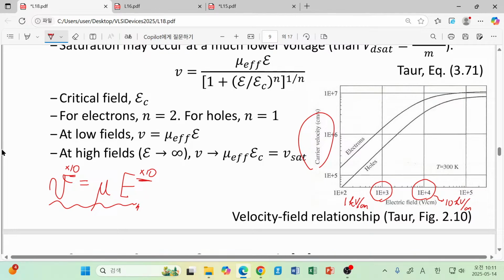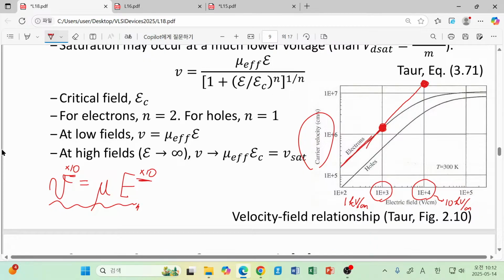Then how does it look? Please have a look at this actual graph. This is the one corresponding to 1 kilovolt per centimeter. If it really follows the linear relationship, our velocity at 10 kilovolt per centimeter should be here. Simply speaking, we must have a straight line for our velocity versus electric field curve.